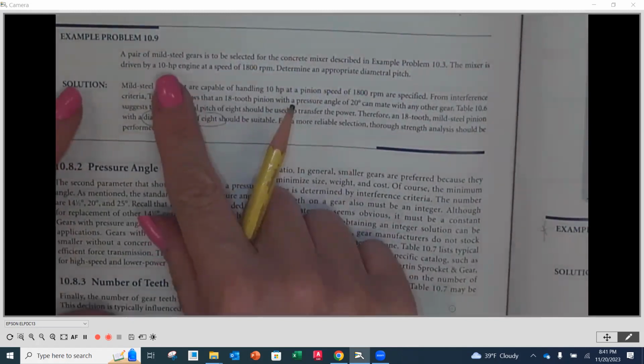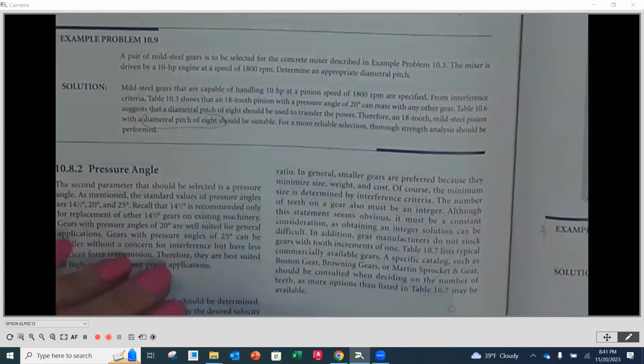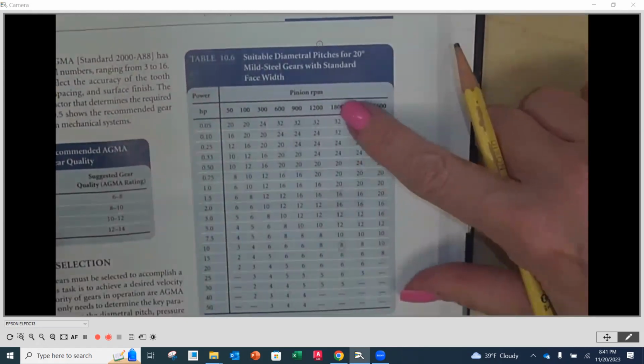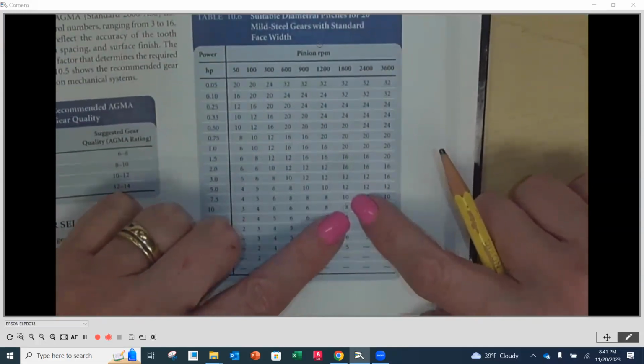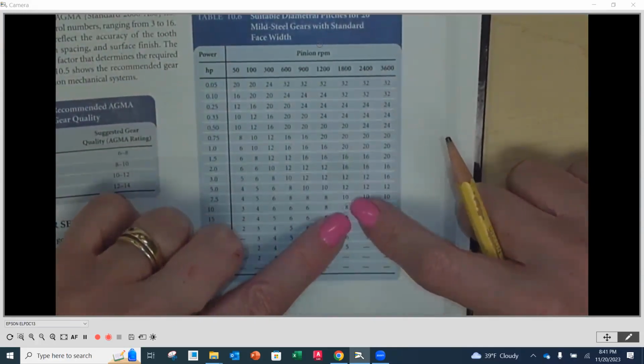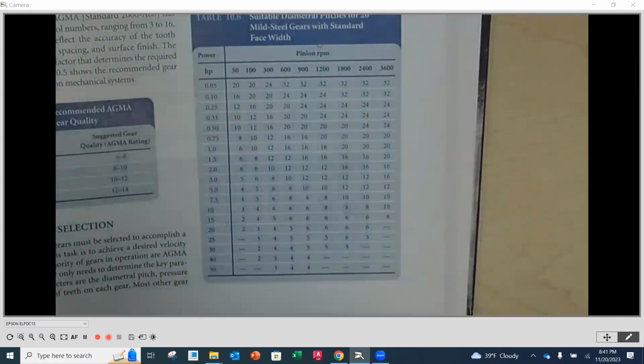So we have 10 horsepower and we have 1800 RPMs. So we're going to go to that other chart. We're going to find 1800 and we're going to find 10 down here. So a diametral pitch of 10 would be where we would start with those sets of gears. But that's all that problem was asking, just to read this chart to determine a diametral pitch.